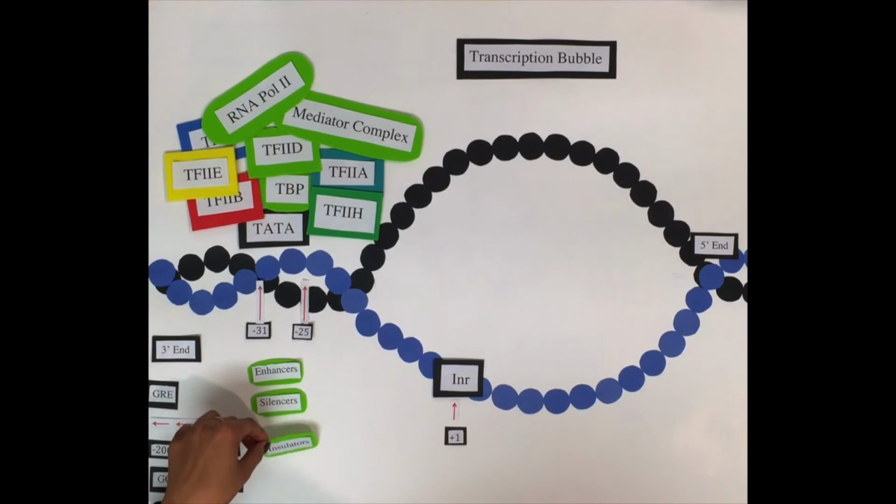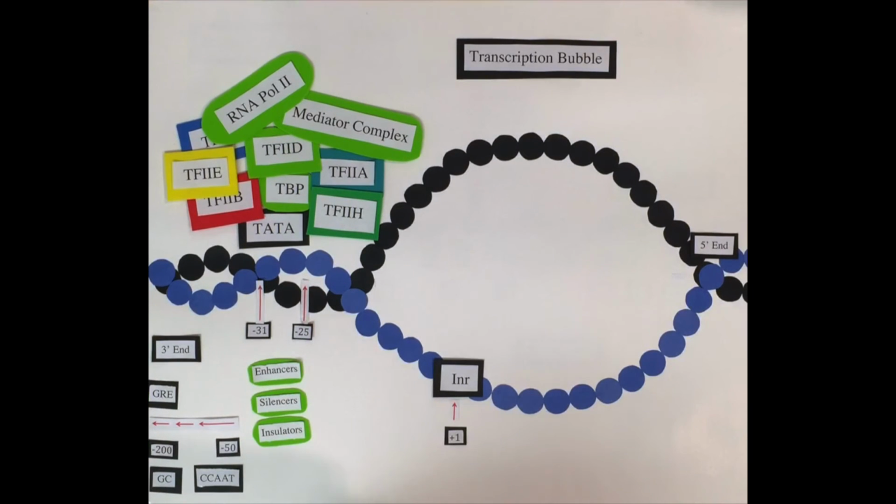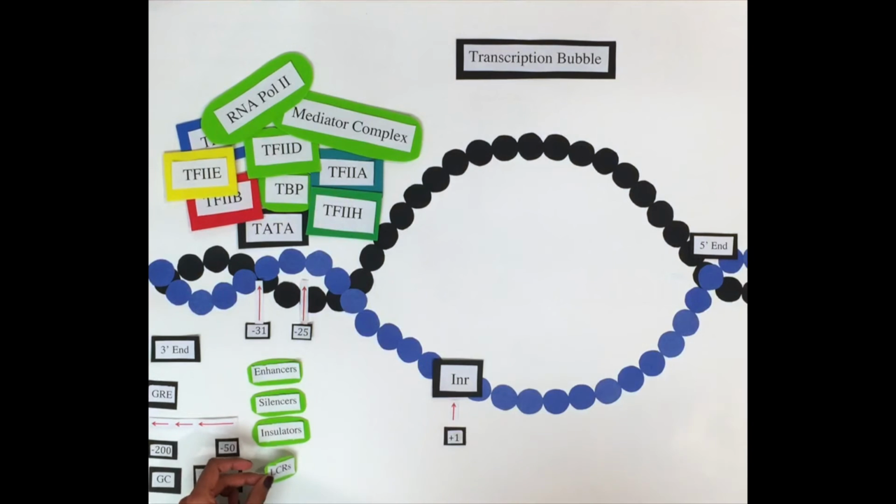Next, we have the insulators, which are nucleoprotein complexes partitioning different genes. Next, we have the LCRs, which are composed of all of these cis-acting elements which collectively regulate the entire locus. So all of these regulatory factors have to act together for a successful initiation event.